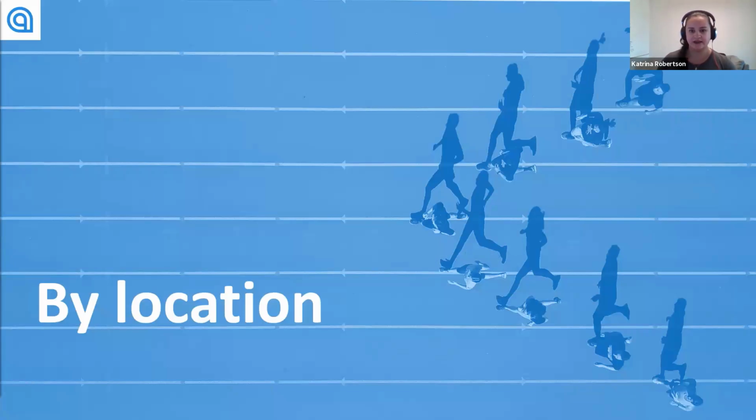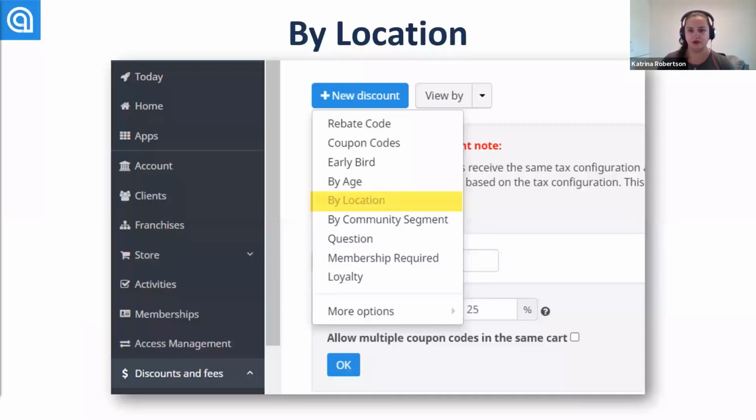Here's a quick look at our by location discount. You may have noticed it's grayed out in your list for some of you, and this is because it really is a limited location discount. It is only available to Canadian residents with organizations who do not have community segments activated, and it provides a discount based on your postal code. So you can kind of consider this as our first version of community segments, but we really do recommend that people use the community segment discount whenever possible.